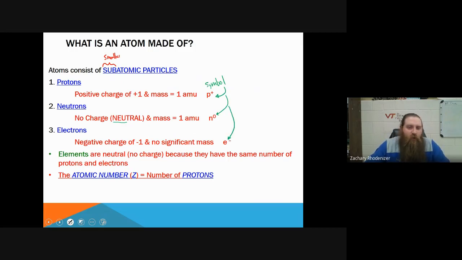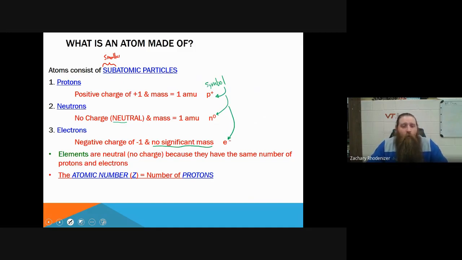Symbol is E minus. It has no significant mass, which means if we're trying to figure out how something weighs, we leave it out. Now, you might think, well, we want to be really accurate. We want to account for the mass. Well, let me give you kind of an idea of what an electron weighs. It takes 1,800 and I think 64 electrons, something like that, to equal 1 proton. So as small as a proton is, an electron is almost 2,000 times smaller. So we're really not worried about them in terms of mass.